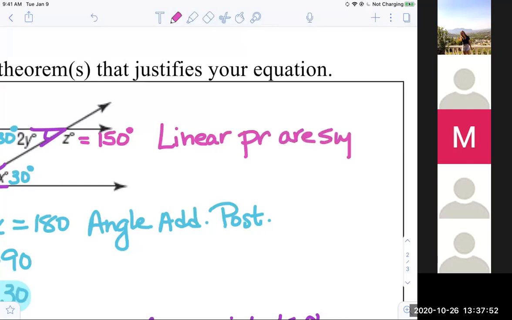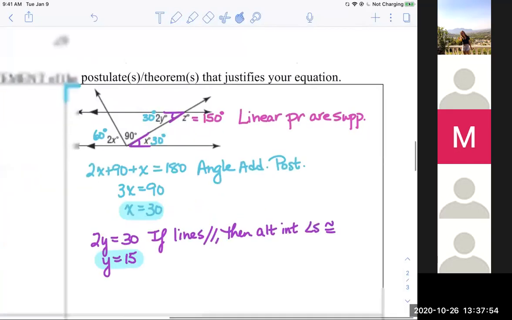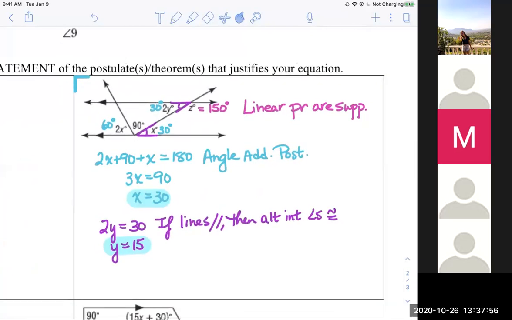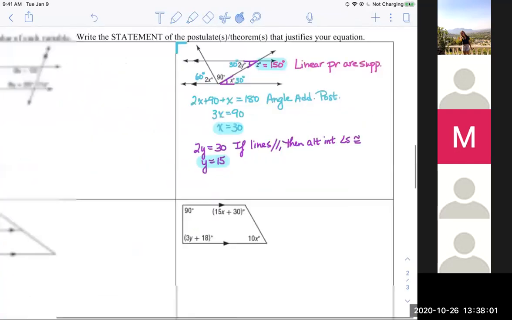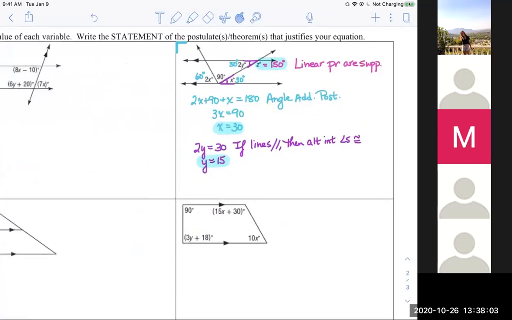So when you write these equations, you need to be writing down all of the reasons that you're using to get those answers. That's how I follow your thought process. And then if you make a mistake, I can figure out, oh, you thought the alternate interior angles were supplementary, or something where I can figure out where you went wrong.